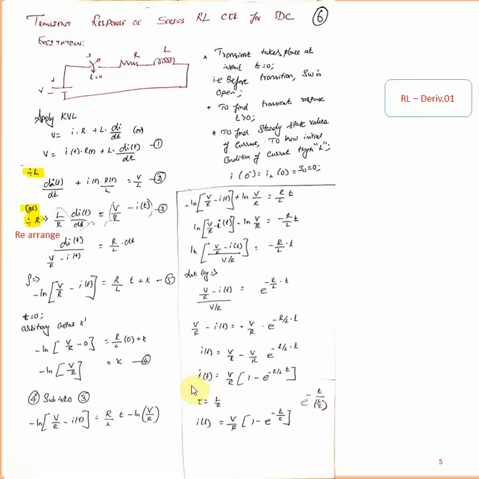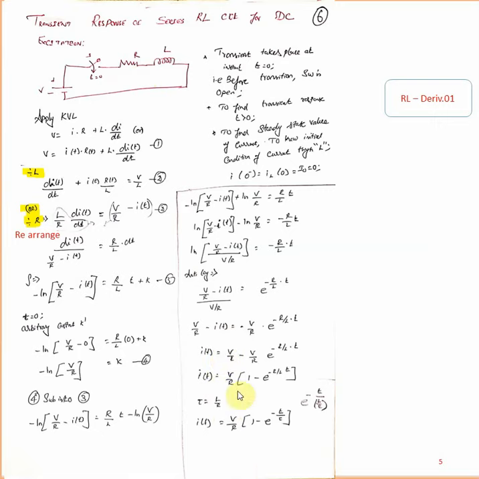Further simplified, tau is equal to L by R. Substitute. One more question: what is tau? For resistance and inductance, L divided by R. If it is the resistance and the capacitance, what is tau? RC. That is one more question. Okay, L by R, so replace, then this is the answer.